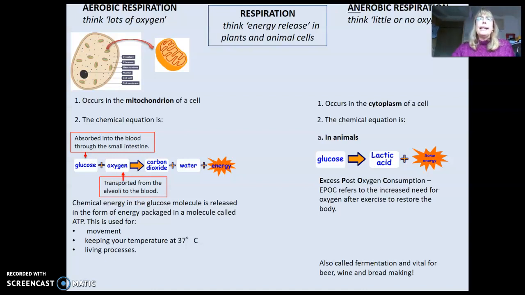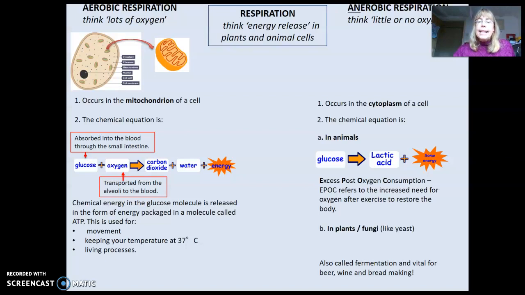what will happen is immediately after, my heartbeat doesn't go down and my breathing rate doesn't suddenly return to what it was before I started exercising. And that's because a while after exercising, my body is still trying to get enough oxygen to restore the pre-exercise levels. And that's called EPOC. EPOC refers to the increased need for oxygen after exercise to restore the body, and it stands for excess post-exercise oxygen consumption.